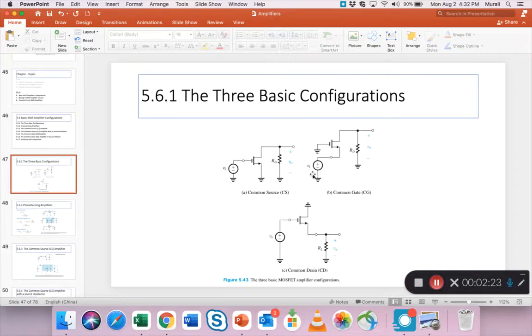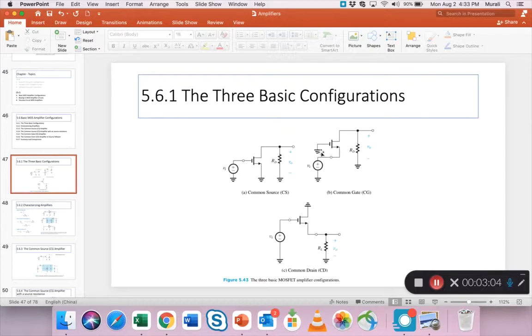All right, so you can see the three configurations. First one, common source, which is like common emitter. So the source is grounded. The input signal is between the gate and the source. For the common gate, the gate is grounded and the input is between the source and the gate. The output is between the drain and the source.